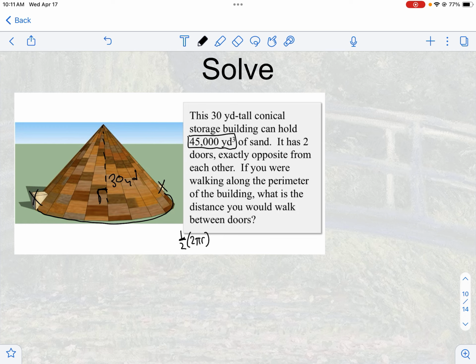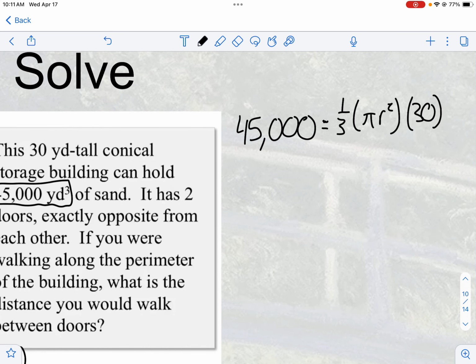All right, so if I know the volume is 45,000, then I can set up my volume equation from there, right? It's going to be 1/3 times pi r squared times the height, which we said was 30, right? Using this, I have a one variable equation, which is wonderful.